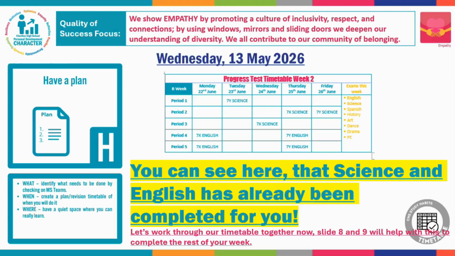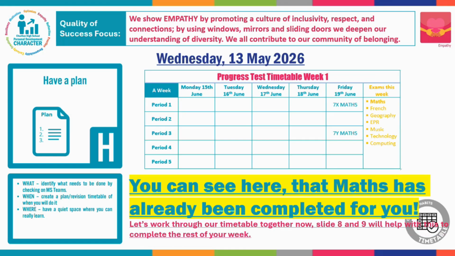Now what we're going to do is I'm going to go back and look at week 1. So if you go back to week 1, it says in yellow, it's got a list of subjects that the exams will be in that week. So we're going to start with French. Okay, all you need to do is work out when your French lesson is that week and that is exactly when your progress test will take place. So you will put French in that slot.